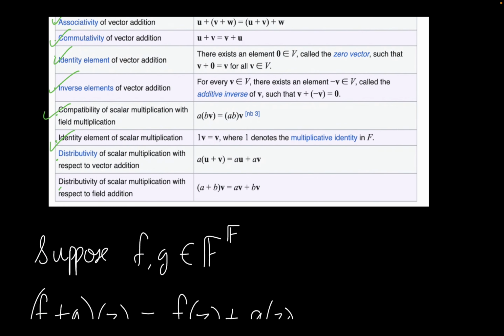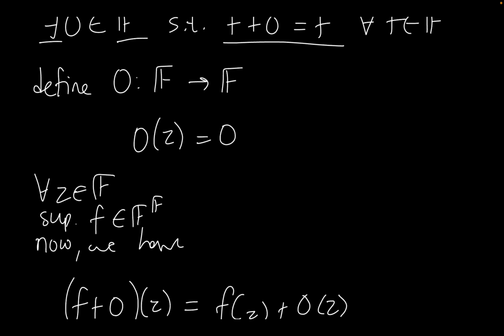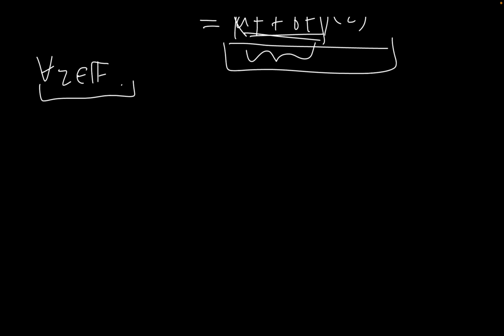And with that, we've proved every single property, both the distributive properties as well. So that was 8 properties. And therefore, we have the proof that is required. So we have proved, in a very ugly way, I apologize for the bad handwriting, that F to the F is a vector space.